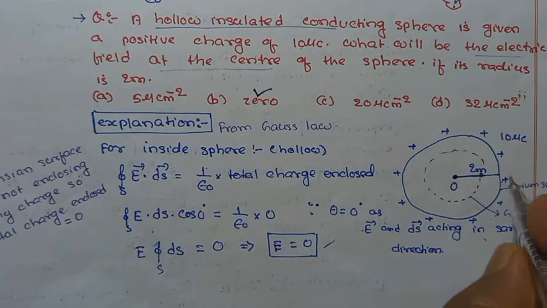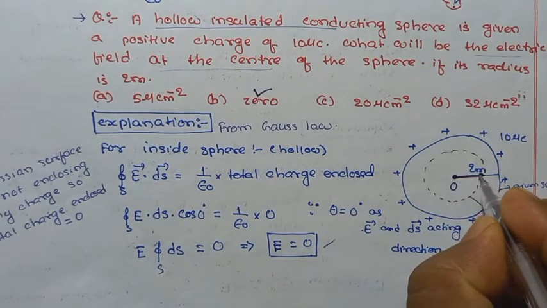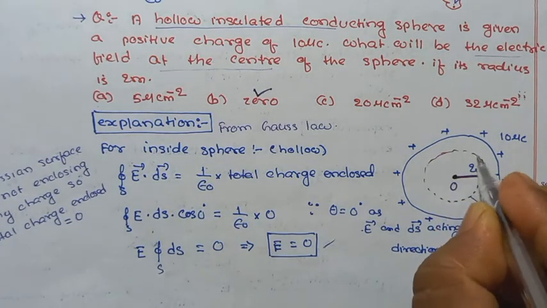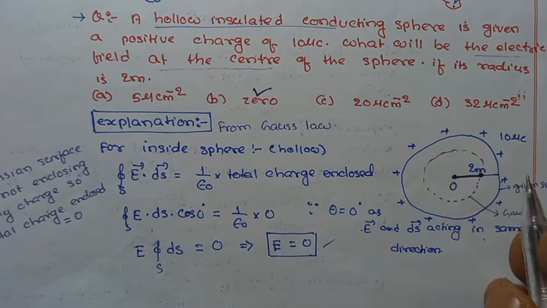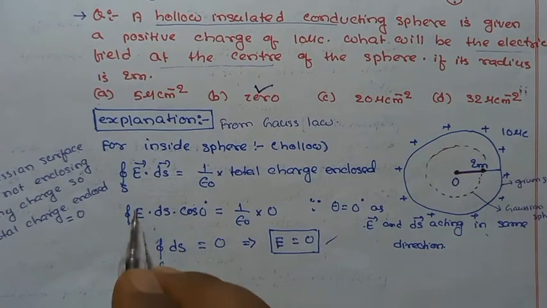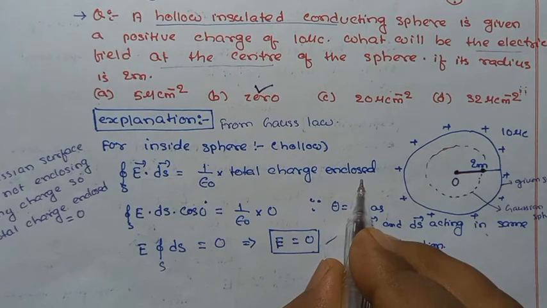So first we'll take one inside point. Say this is the inside point. Taking the distance of this inside point as a radius and O as the center, we'll draw a Gaussian sphere. ठीक है? So according to Gauss theorem, closed surface integration of E vector dot ds vector is equal to 1 by epsilon 0 times the total charge enclosed by the surface.